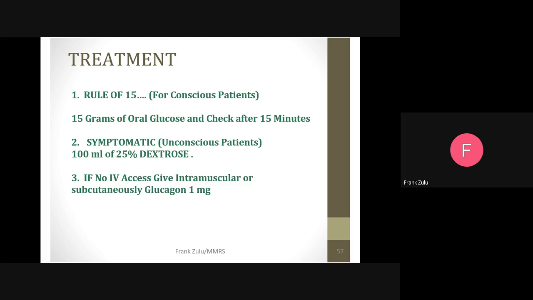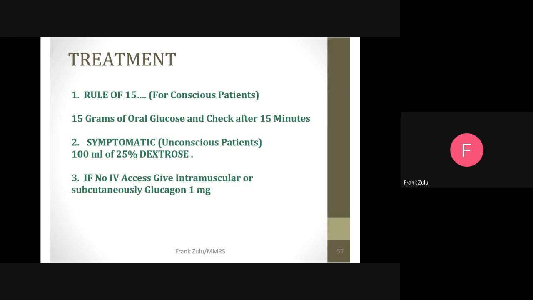Okay. Now, when they go to the hospital, when you become a doctor, by then, what do you do to such a patient? You give them dextrose, IV. Okay, you have to inject directly into the blood. 25%. Then they will recover.